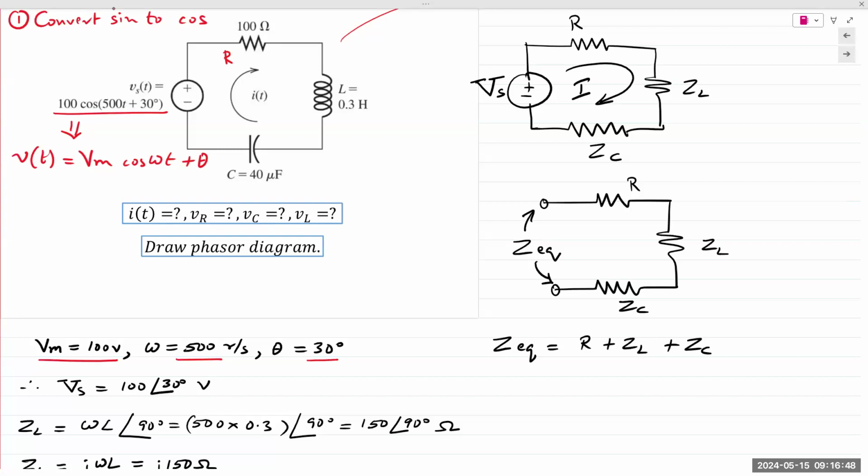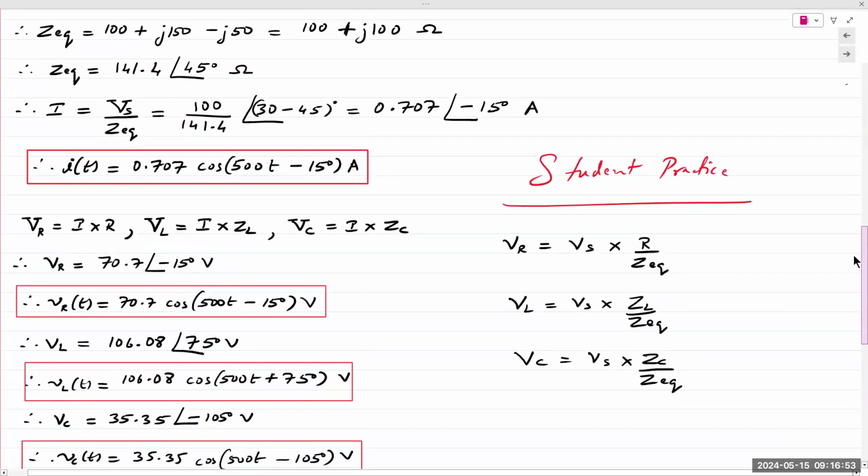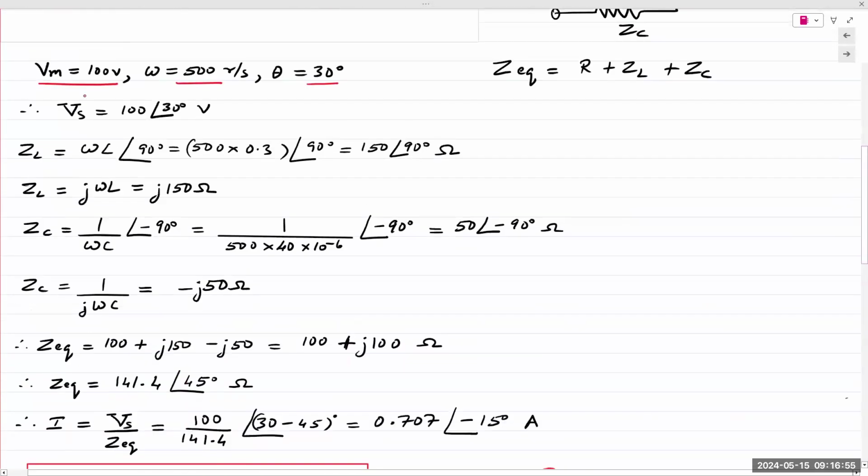Since this is already cosine, you simply proceed by extracting the information. Here, Vm is 100 volts, omega is 500 radians per second, and phase angle theta is 30 degrees. Directly write down the phasor for Vs: magnitude 100, phase angle 30 degrees. So that takes care of the sources in the circuit.